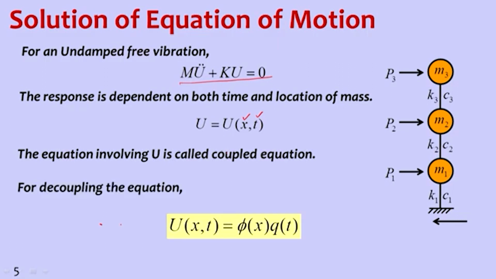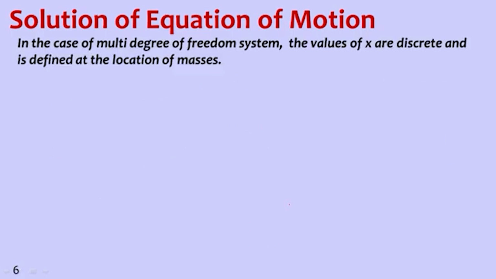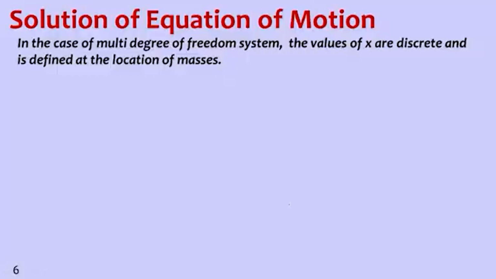So for decoupling the equation, we are converting u(x,t) into phi of x and q of t. Phi is a space variation function and q is the time variation function. Now in case of a multi-degree of freedom system, the values of x are discrete, but in case of a continuous system, the value of x can be any value from 0 to the total height of the building or the structure. So this is discrete and is defined at the location of mass.